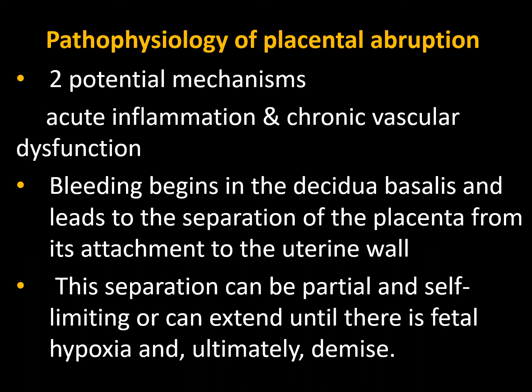The pathophysiology includes 2 potential mechanisms: acute inflammation and chronic vascular dysfunction. Bleeding begins in the decidua basalis and leads to the separation of the placenta from its attachment to the uterine wall. This separation can be partial and self-limiting or can extend until there is fetal hypoxia and ultimately fetal demise.